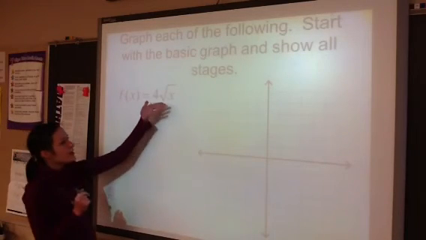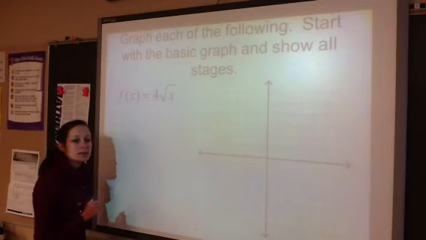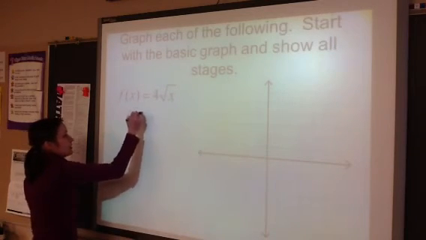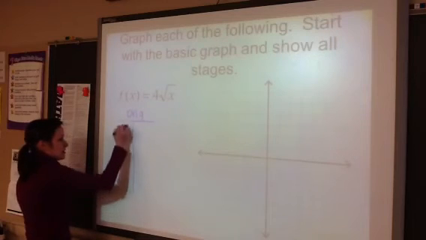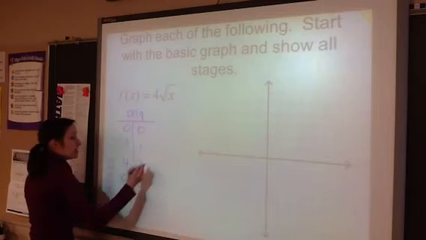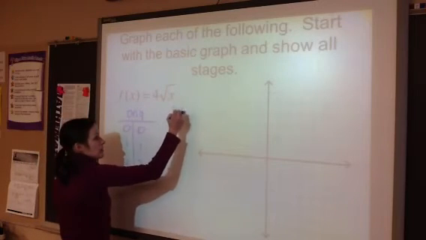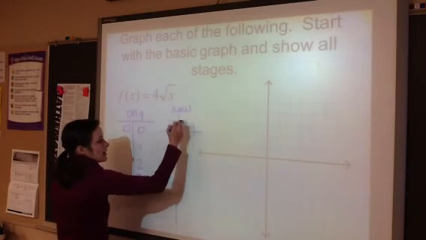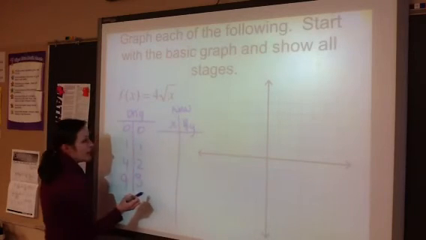Alright, so now we've got 4 times the square root of x. Do your magic. So you should say your original is 0, 1, 4, 9, so 0, 1, 2, 3. Your new one is going to change your y's by multiplying by 4. That is a 4y, not a y.